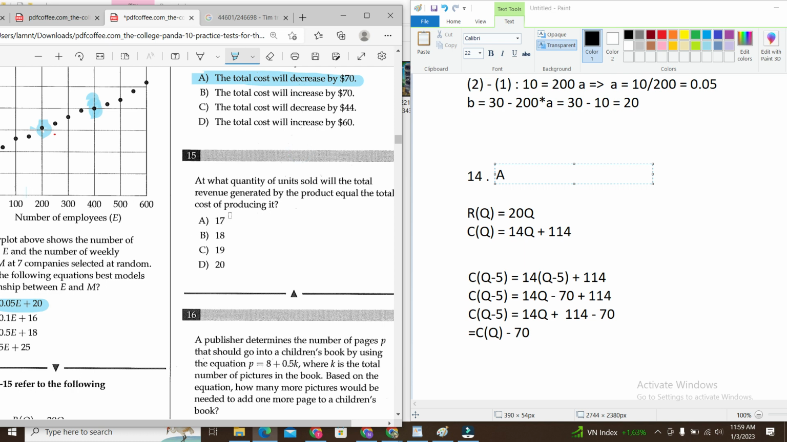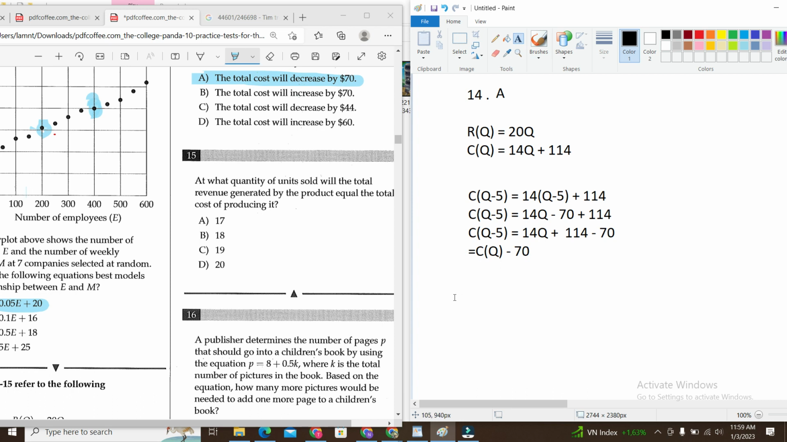Okay, 15. At what quantity of units sold will the total revenue generated by the product equal the total cost of producing it?